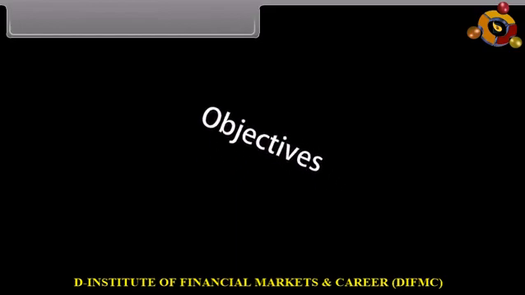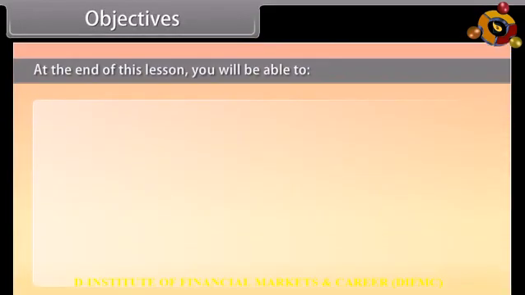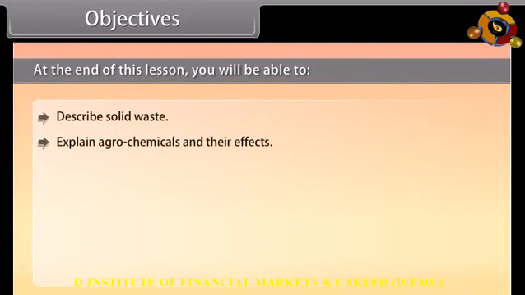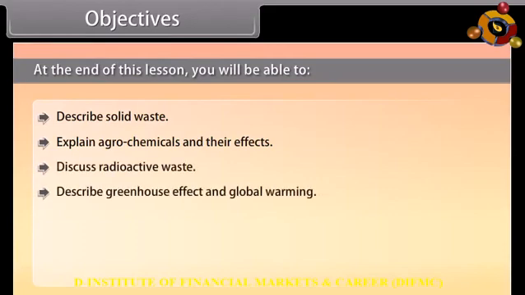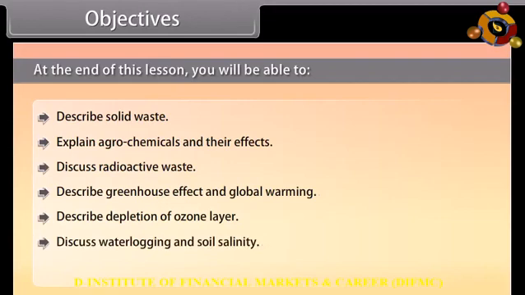Objectives. At the end of this lesson, you'll be able to describe solid waste, explain agrochemicals and their effects, discuss radioactive waste, describe greenhouse effect and global warming, describe depletion of ozone layer, discuss waterlogging and soil salinity, explain deforestation.